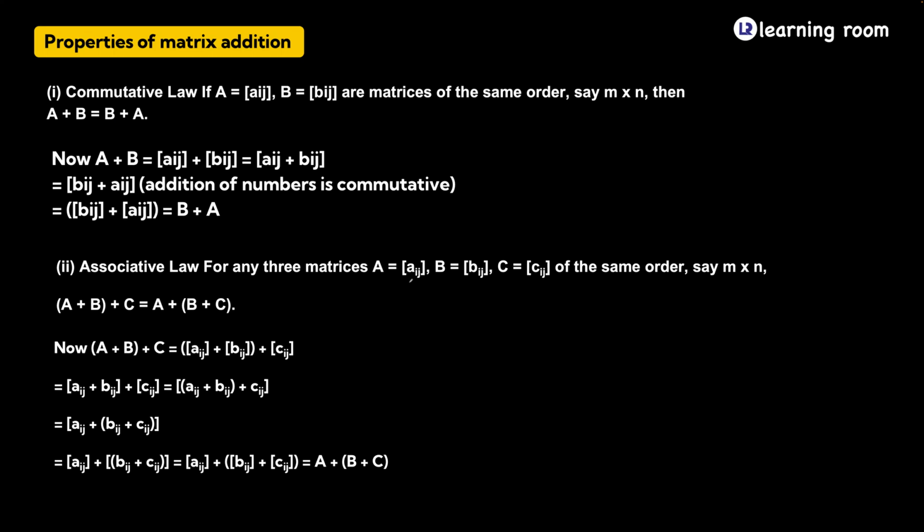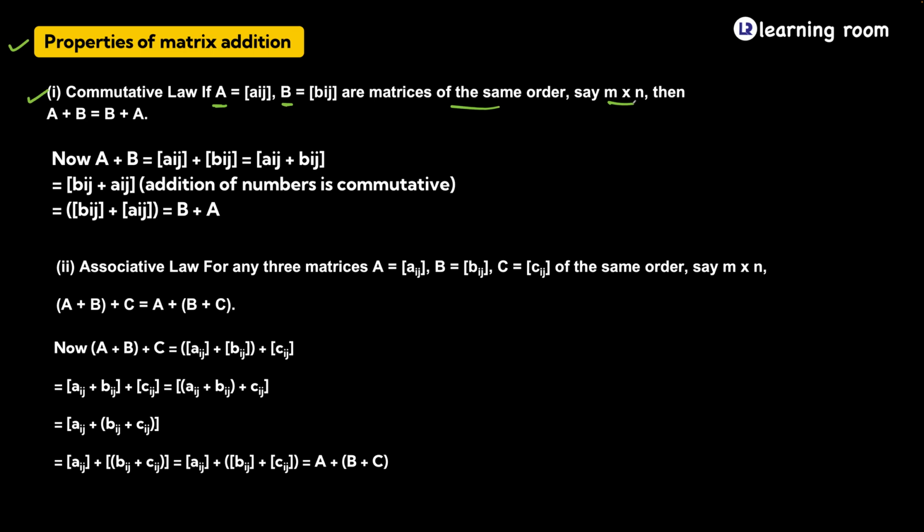So now let us see the properties of matrix addition. First thing, it follows the commutative law. That is, if I have a matrix A is equal to Aij, B is equal to Bij, they are of the same order, say m cross n, then A plus B is also the same as B plus A. That is what is commutative.